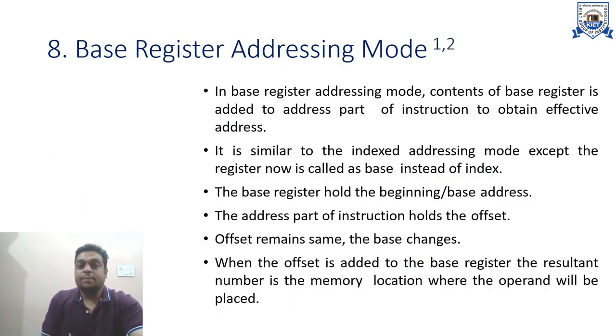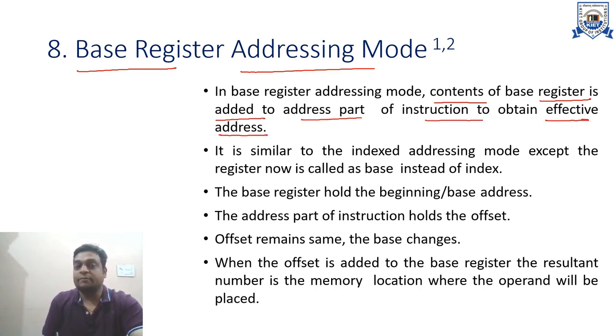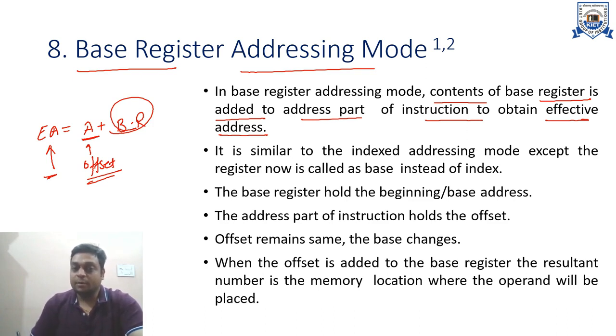The last is base register addressing mode. In base register addressing mode, contents of base register is added to the address part of the instruction to obtain the effective address. Means effective address is calculated with the address part of the instruction and base register. If address part of the instruction is again offset, so we will add the base register content and offset to obtain the effective address. And effective address is the address where the operand will be placed.